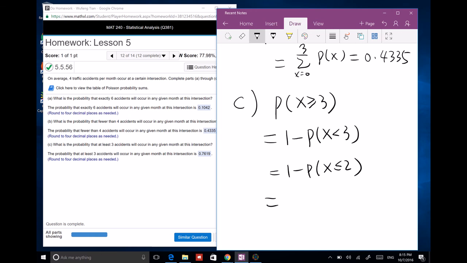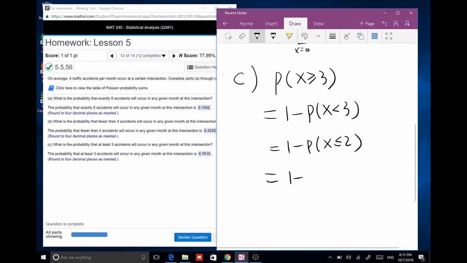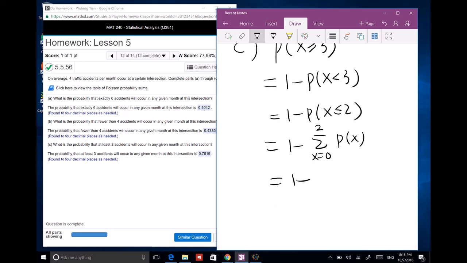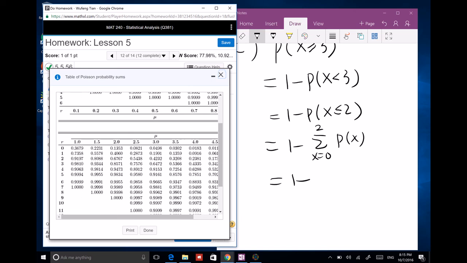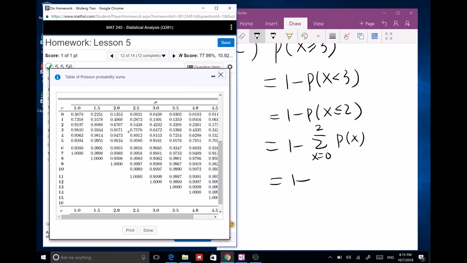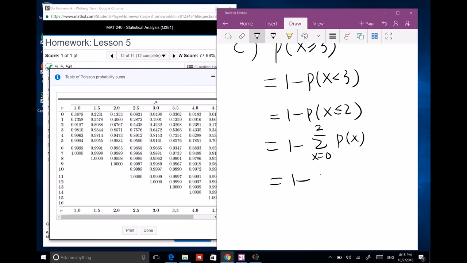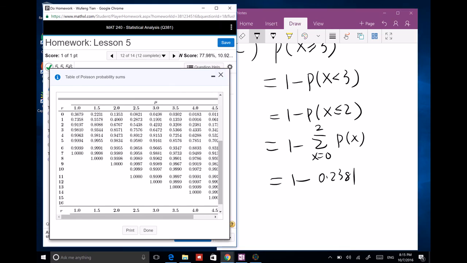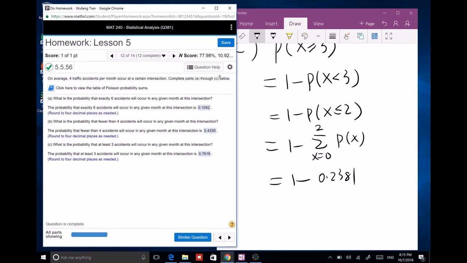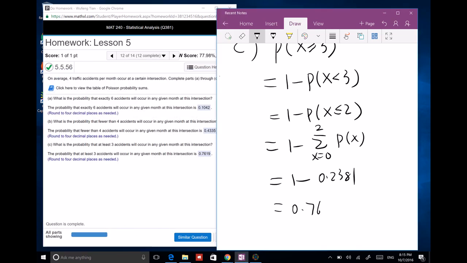So we can use the table: 1 minus, from X equals 0 accidents, 1 accident, 2 accidents, so from 0 to 2. The table will give you the cumulative from 0 to 2. We just need to find, from mu equals 4, still mu equals 4, R equals 2. Go down to R equals 2: 0.2381. Subtract it, and the answer is 0.7619.